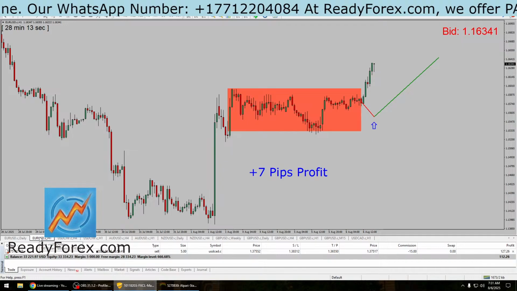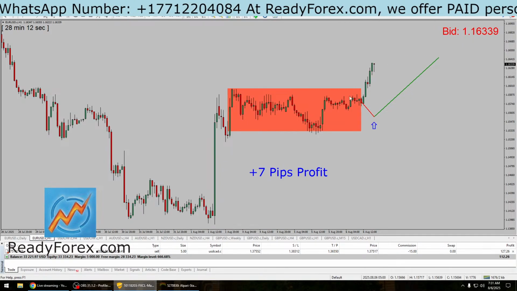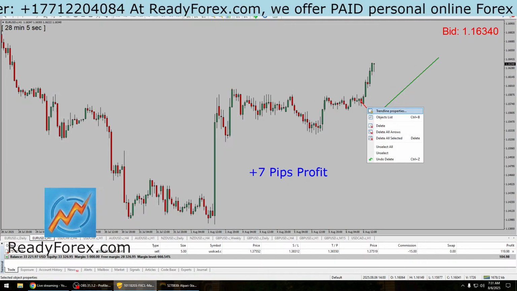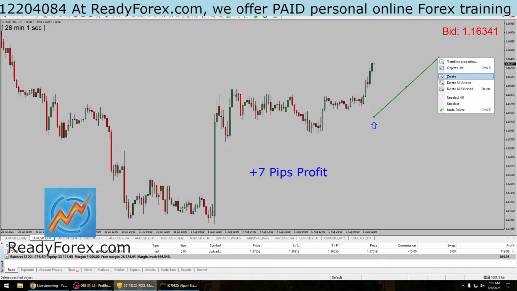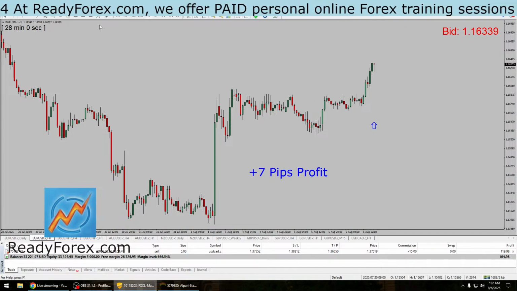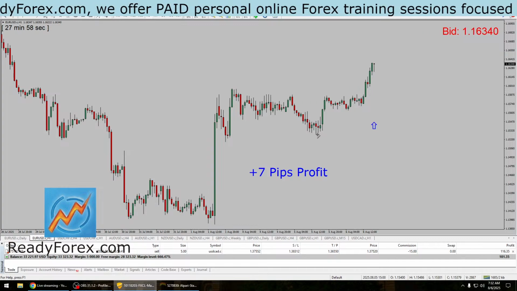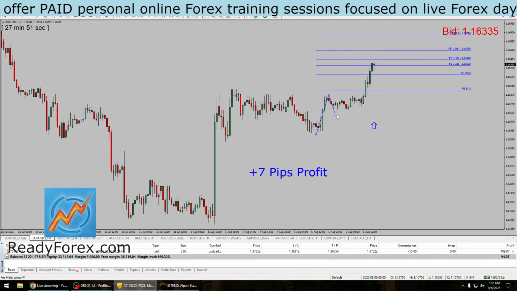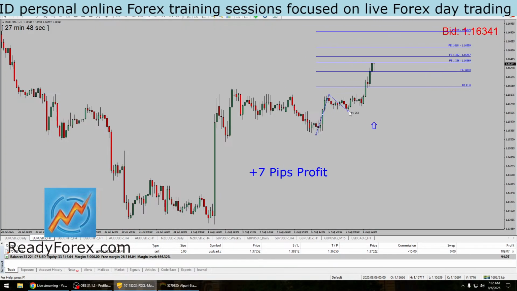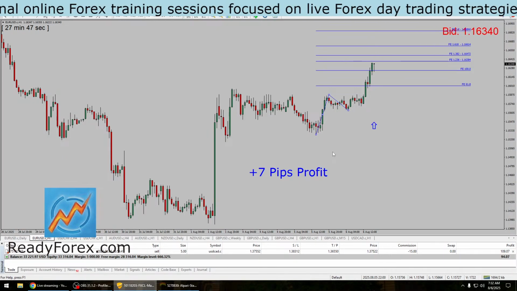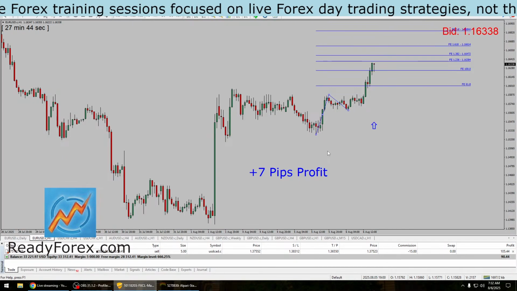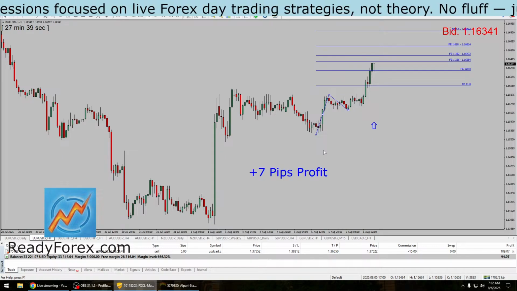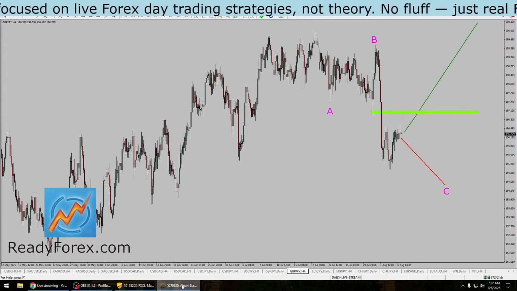Let's check out the euro. Okay, it seems to me euro doesn't want to show us a pullback over here. Let me apply the Fibonacci expansion tool. Okay, the way I see Euro USD is most likely going to rise up. It looks bullish. Let's go back to the chart.